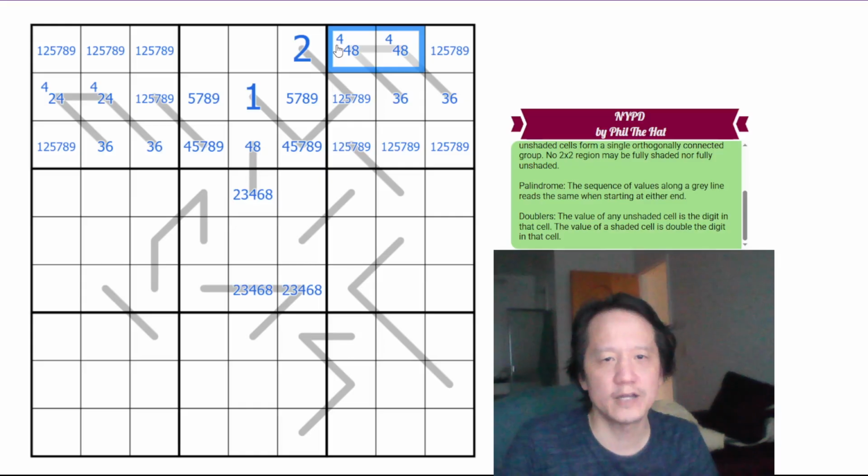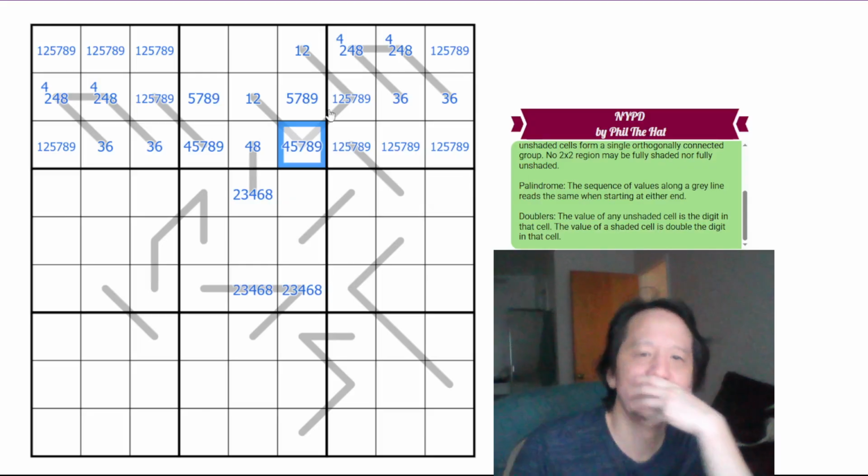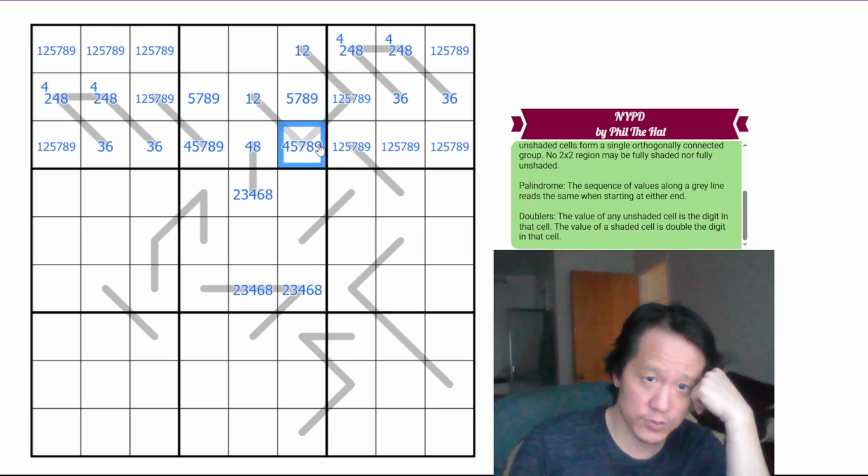Right? Because we're not guaranteed if this is 2... Well, if this is 4, 8... That's not true, actually. Okay, this can never be 2 here. We know that for certain.